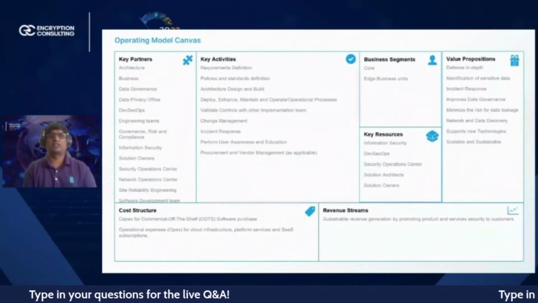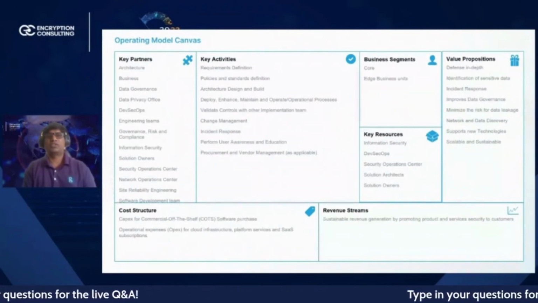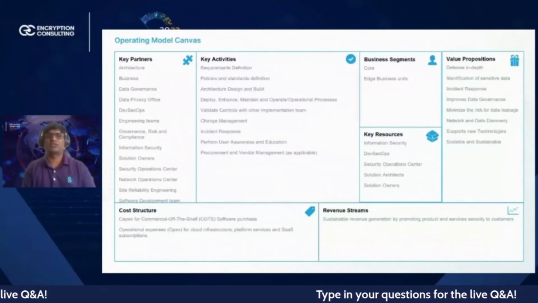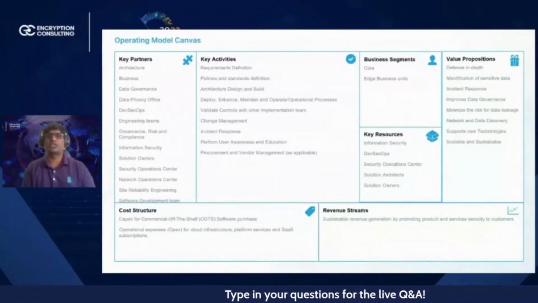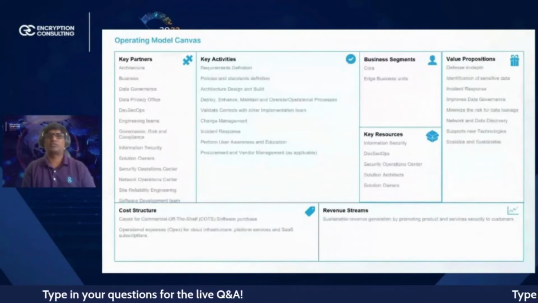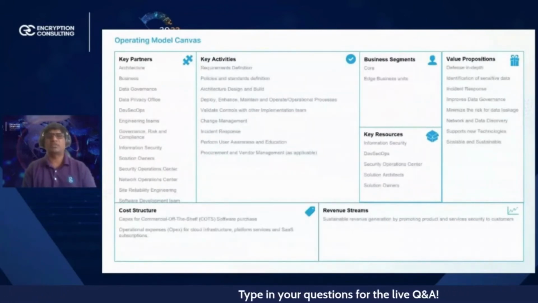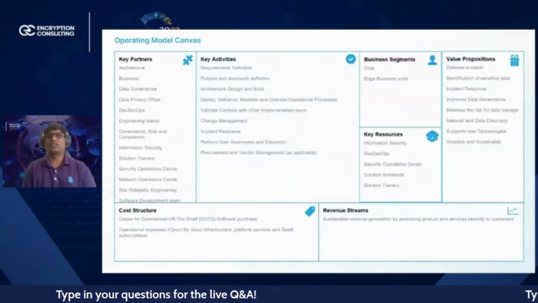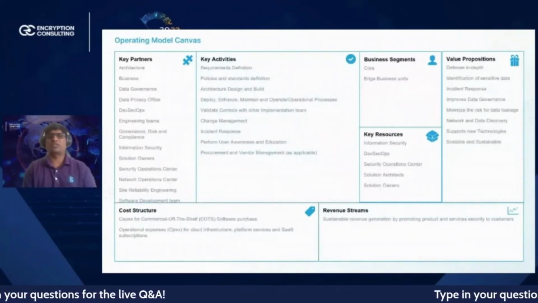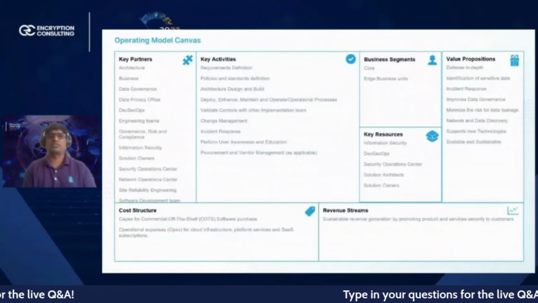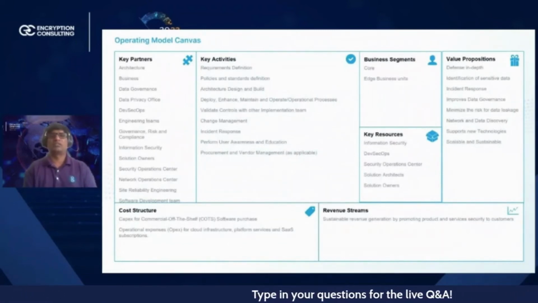And then we need to identify which business segments these controls need to be operated in and who is going to manage them, and what the value proposition is. As part of this operating model, what's my defense in depth strategy and how do I identify sensitive data? And as part of the program, these all need to be operationalized. And how do I maintain a sustainable and scalable environment without impacting any of the performance criteria as well?